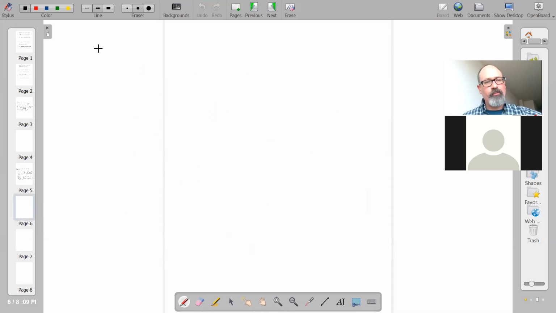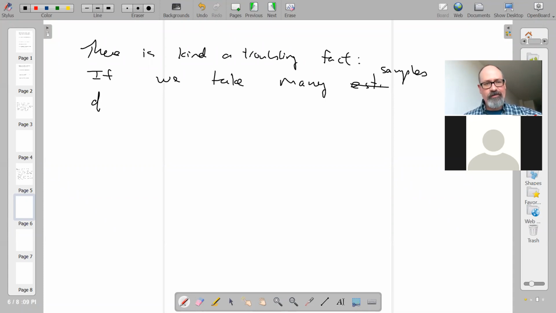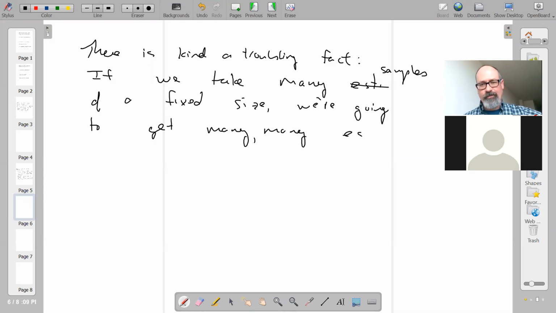So when we do this, there's one troubling fact, at least speculatively. It turns out not to be that troubling. If we take many samples, let's say of a fixed size, we're going to get many estimates of the same thing. Now, it's not the same parameter, the same thing.